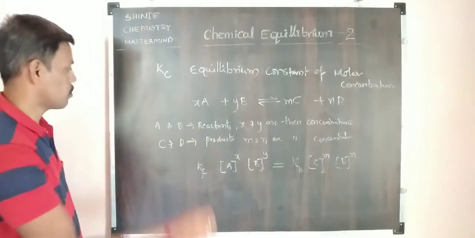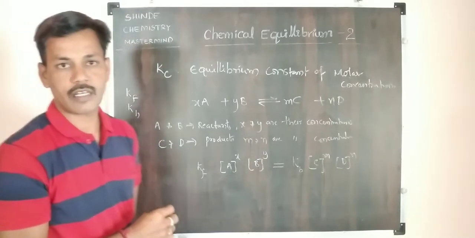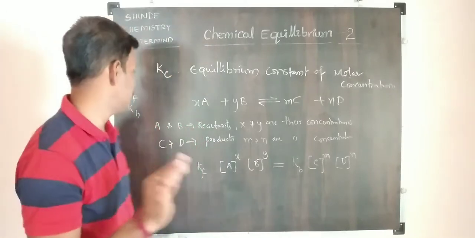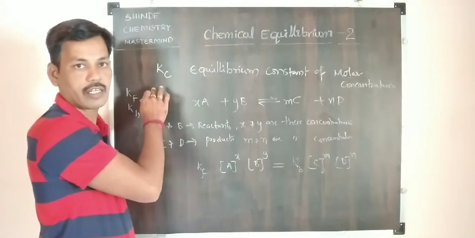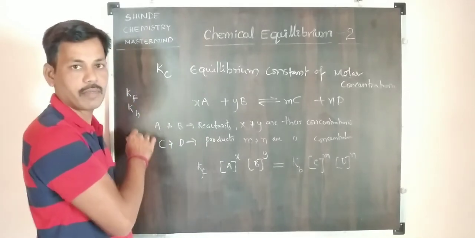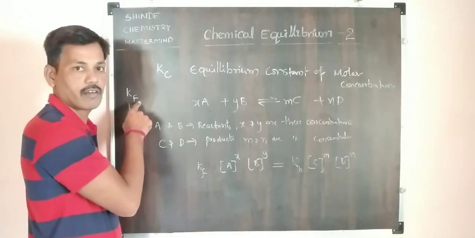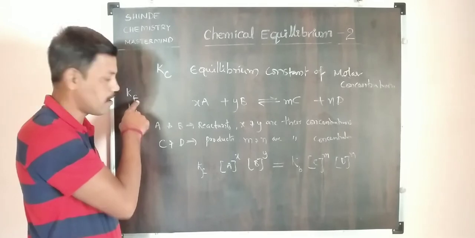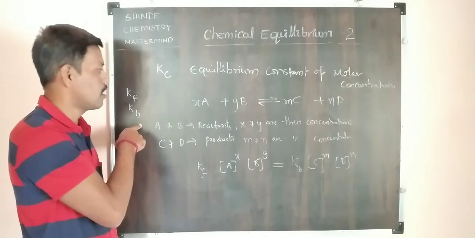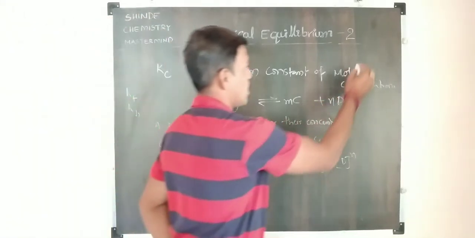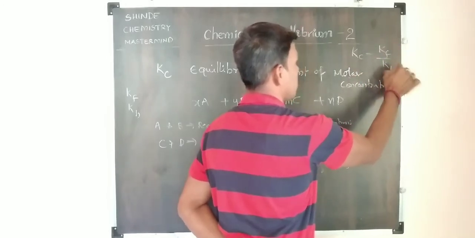So here, what do you mean by Kf and Kb? Let's discuss this. Kf is the rate constant of the forward reaction, right? And Kb means the rate constant of the backward reaction. So now Kc is equal to, I write here, Kc is equal to Kf by Kb. What do you mean by this?